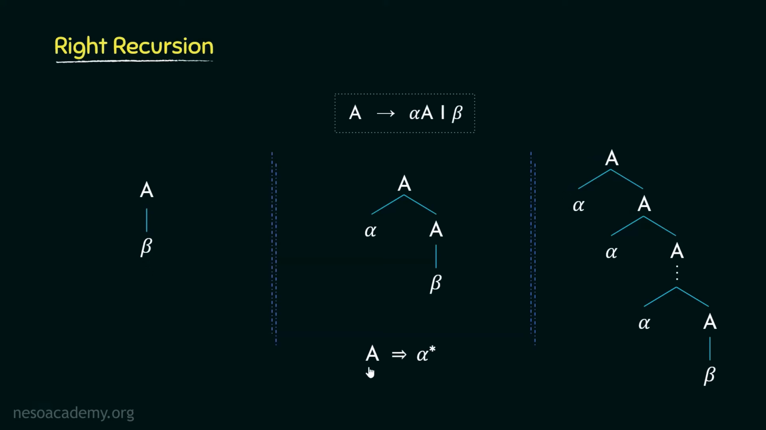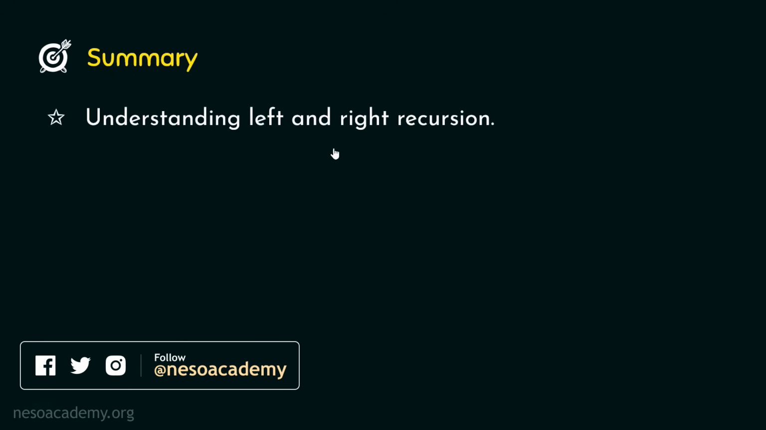So from A, using this grammar, which is evidently right recursive, we derive no or any number of alphas followed by a single beta, which was not the case for left recursive grammars. There, we derived beta followed by alpha star. So the language derived from the left recursive grammar is beta followed by alpha star, whereas in case of right recursive grammar, it is alpha star followed by beta. So in this session, we acquired the understanding of left and right recursion. Basically, we saw the different languages that are generated from the respective grammars.